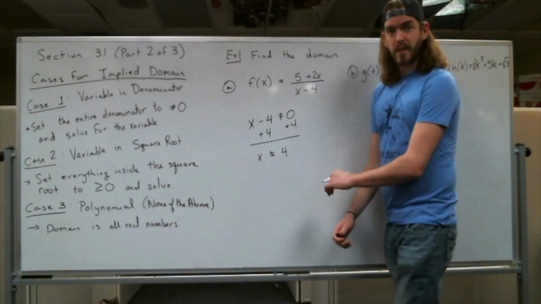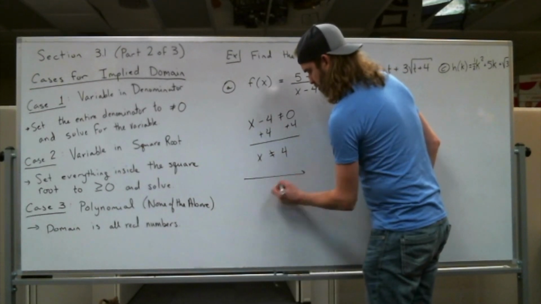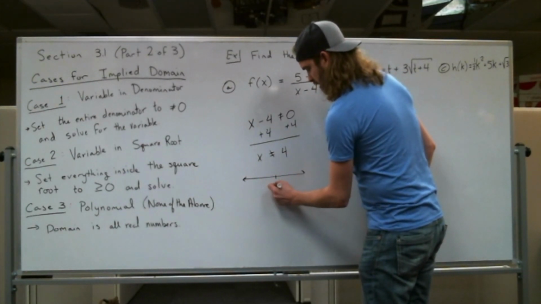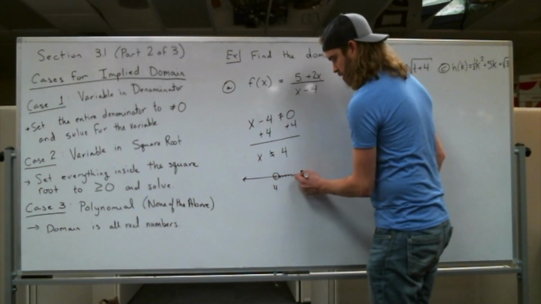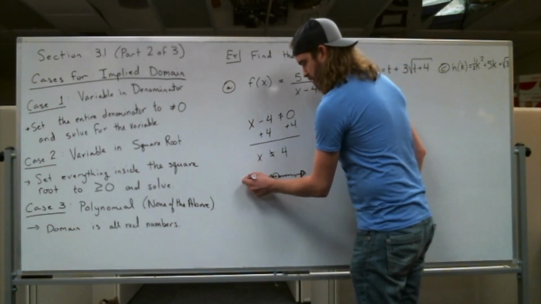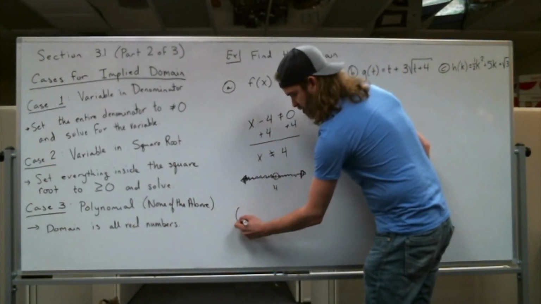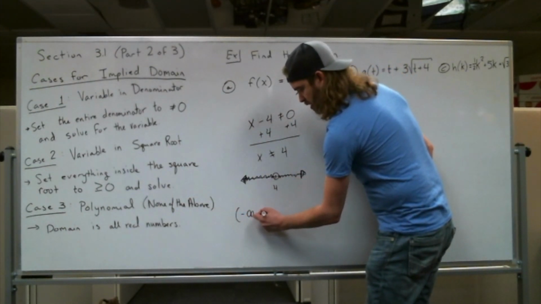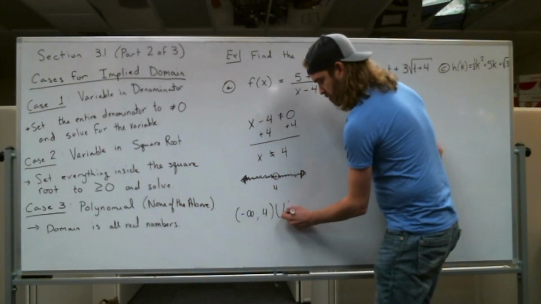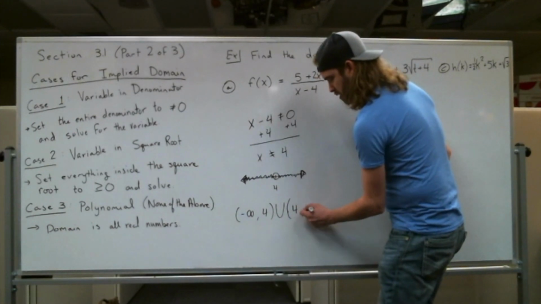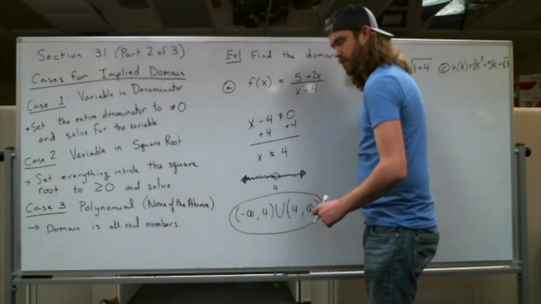So now we need to write this in interval notation. It's every single value except for 4. So if we draw that on a number line, we see that we have 4 here, and 4 has to be an open circle, but we're going to shade everything to the right and everything to the left of 4. And so if we write that in interval notation, it's going to be negative infinity, comma 4, union, parentheses, 4, comma, infinity. So this is going to be our final answer for this problem.